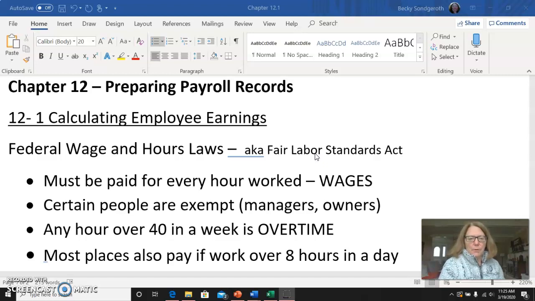So let's get started first on the Fair Labor Standards Act. This covers people in the U.S. and it says that you have to be paid for every hour that you work, and it's called wages. And certain people are exempt from that, like managers and owners and people like that that are probably salaried instead. Any hour over 40 in a week is considered overtime, and most businesses will pay you overtime if you work over 8 hours in a single day as well.